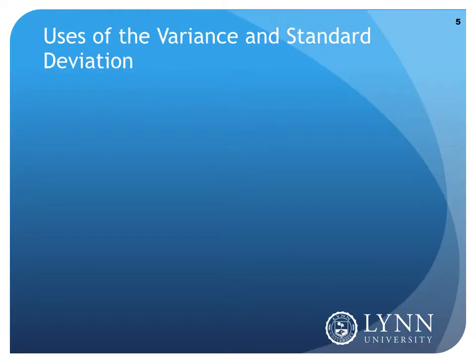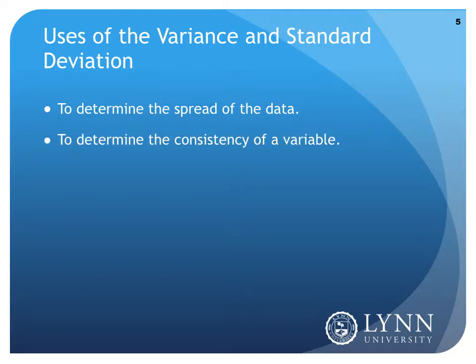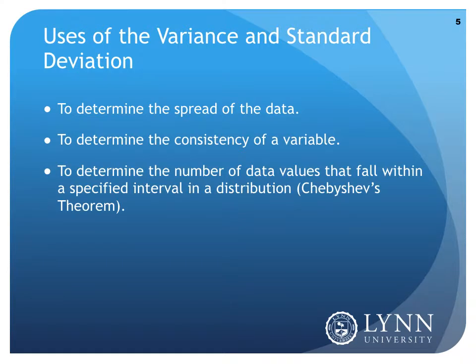So what are the uses then of the variance and the standard deviation? Well, first of all, to determine the spread of the data. And second of all, to determine the consistency of a variable. Thirdly, to determine the number of data values that fall within a specified interval in a distribution, which feeds into Chebyshev's theorem. And to a great degree, the variance and especially the standard deviation are used in inferential statistics.